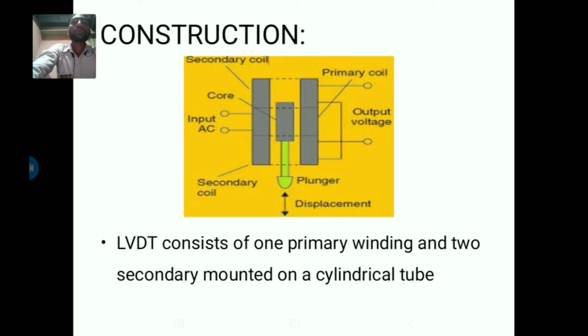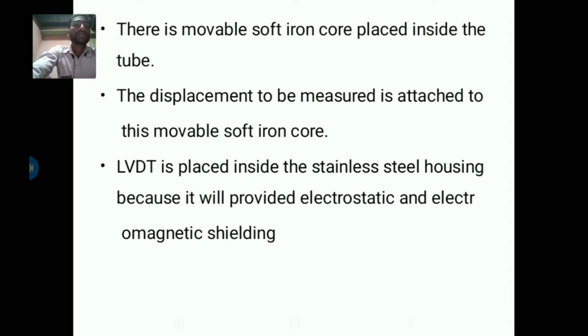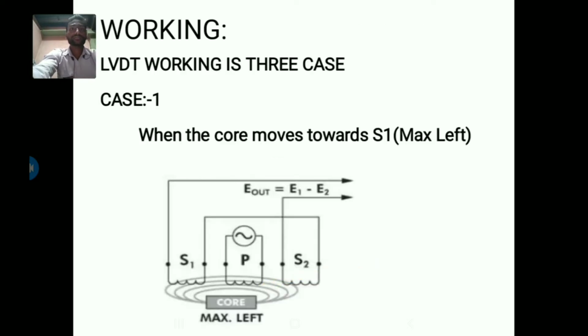Now let's discuss construction point-wise. First point, the LVDT consists of one primary winding and two secondary windings mounted on a cylindrical tube. And there is a movable soft iron core placed inside the tube. Next, the displacement to be measured is attached to this movable soft iron core. The LVDT is placed inside a stainless steel housing because it provides electrostatic and electromagnetic shielding.